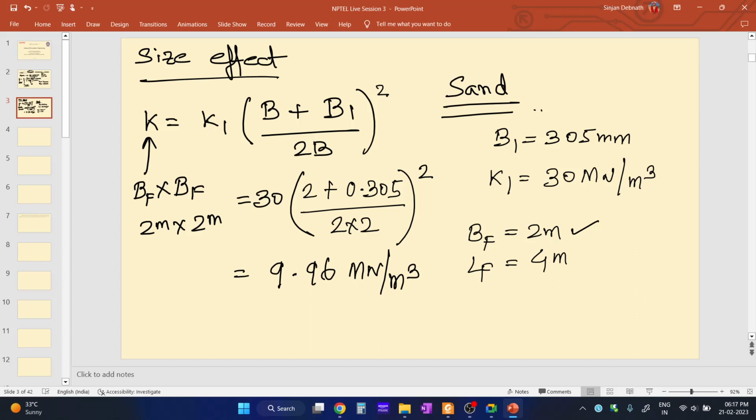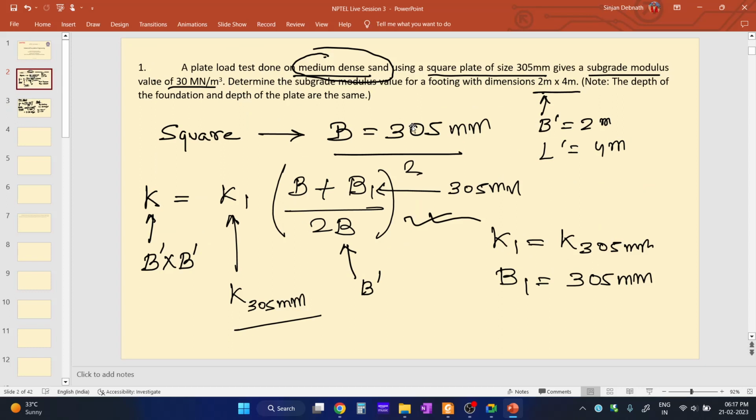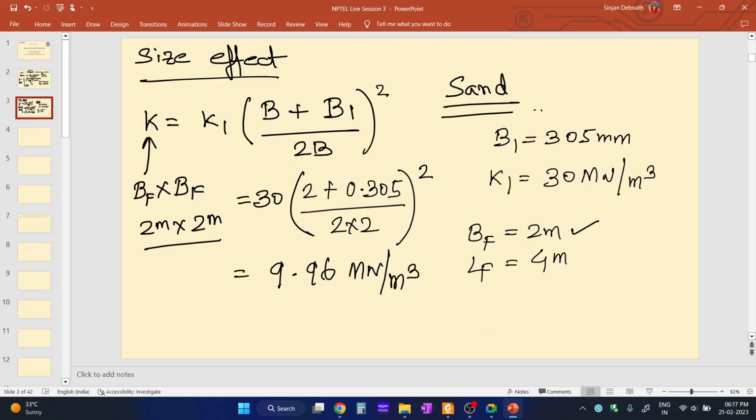Okay, so now we have found out the subgrade modulus for a footing having dimensions 2 meter by 2 meter. But in the question it is mentioned that the footing is 2 meter by 4 meter. So we got the subgrade modulus for a square footing of 2 meter by 2 meter. Now we need to find out the subgrade modulus for a rectangular footing having dimensions 2 meter by 4 meter. So this one is the size effect.